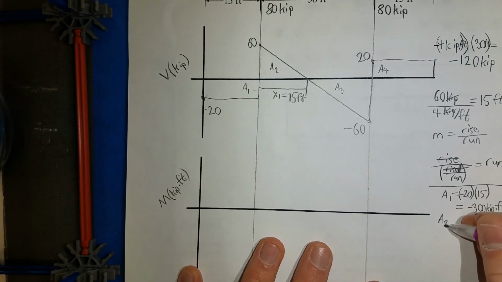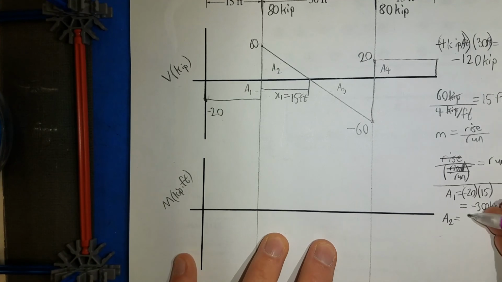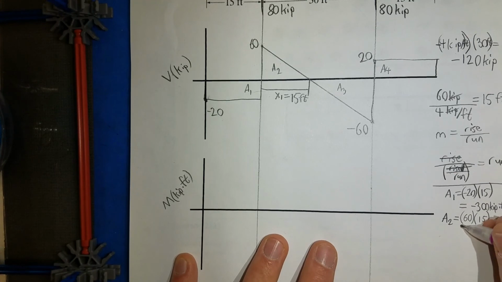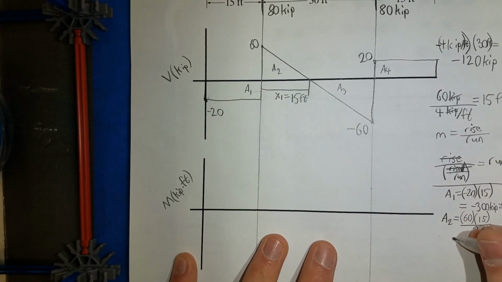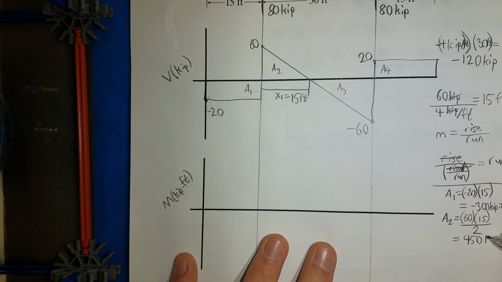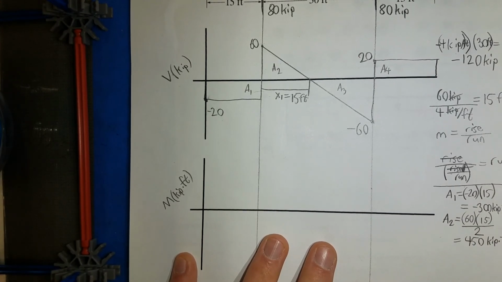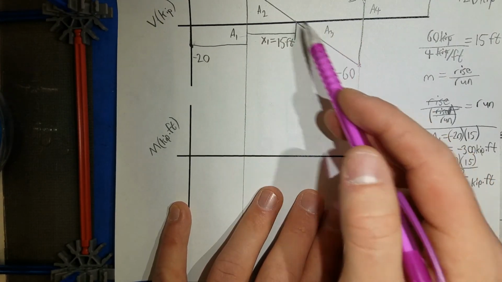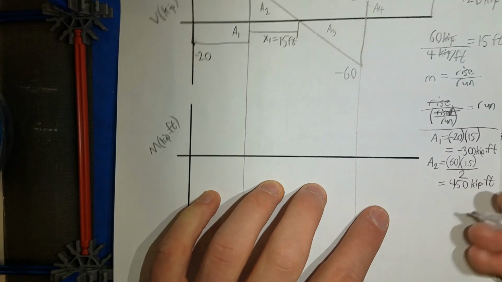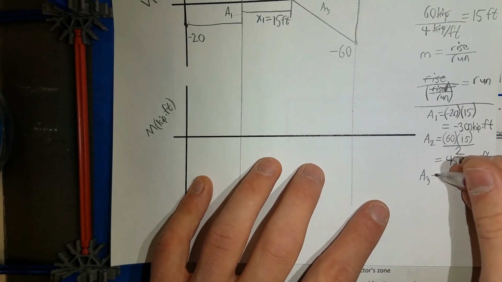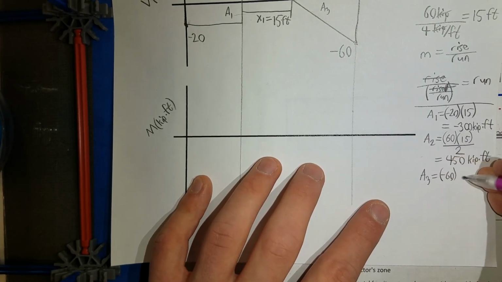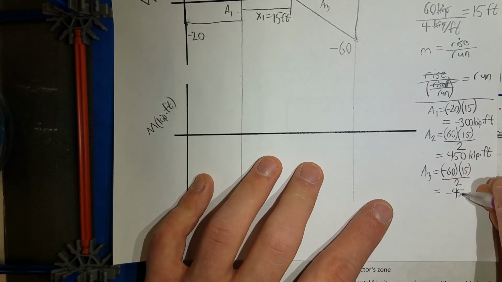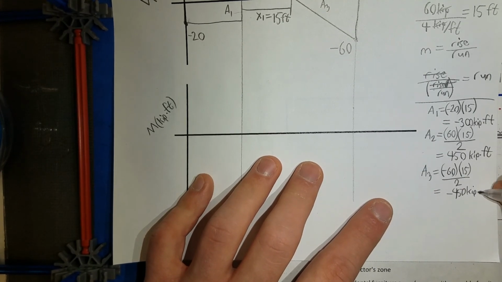Next, we're going to find our Area 2 is going to be equal to a positive 60 times 15. We divide this by 2 because it's a triangle. We're going to end up getting a positive 450 kip feet. Now, the work for this triangle, it is essentially identical to the A2 triangle, but it's just negative. We'll go ahead and write out the work for that. It's going to be a negative 60 times 15 over 2. That's going to be a negative 450 kip feet.